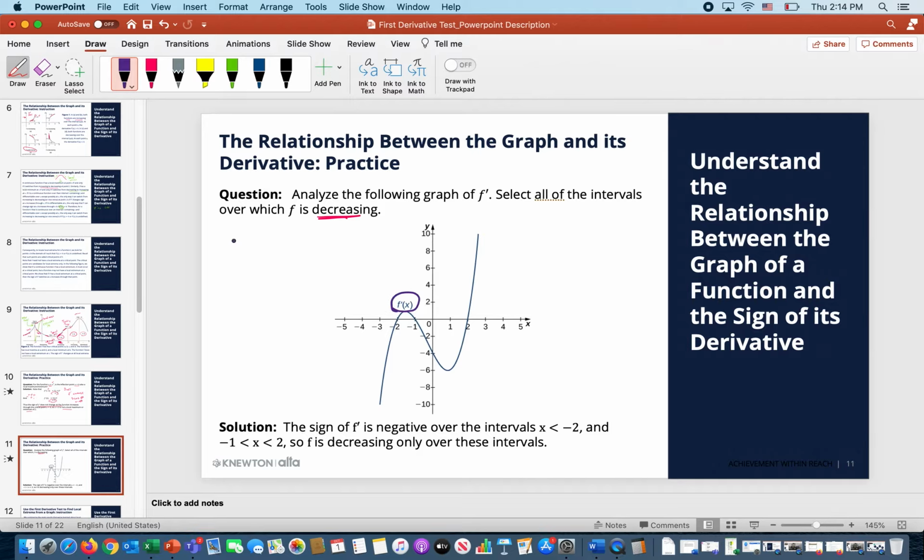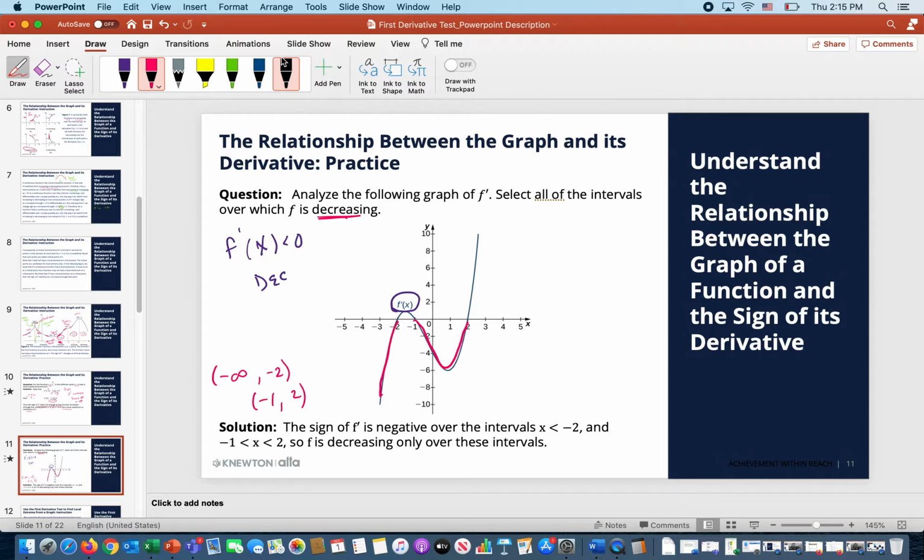So we said that when f prime of x is less than 0, this thing is decreasing. Well, it's less than 0 on these parts, here and here. In other words, it's decreasing on the intervals from -infinity to -2 and from -1 to +2.